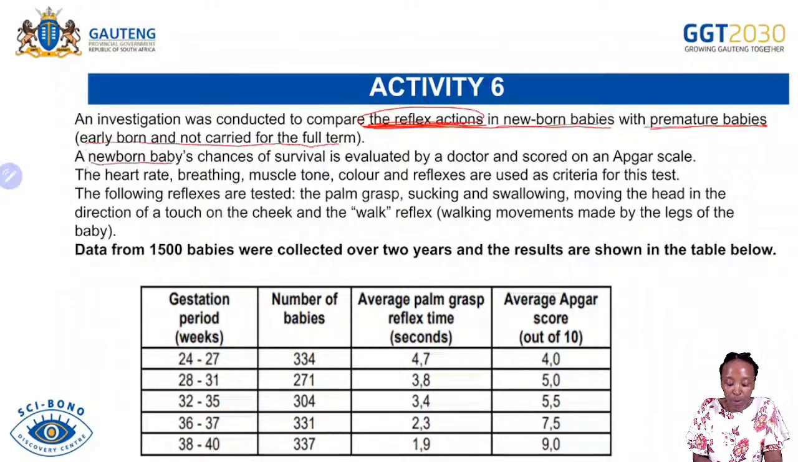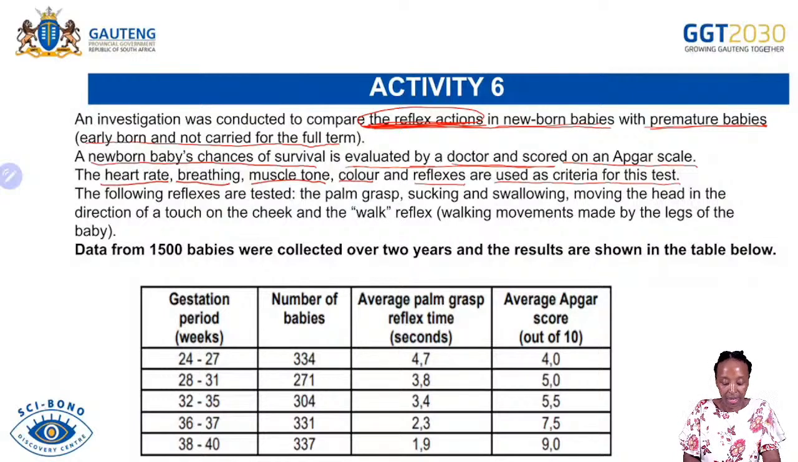So a newborn baby's chances of survival is evaluated. So they evaluated the chances of survival by a doctor, and the score that was found there was recorded on the APGAR scale. So what the doctors looked for, they looked for the heart rate, they monitored breathing, they checked the muscle tone, the color, reflexes. All of these were used as the criteria for this test. Then the following reflexes were tested: the palm grasp, sucking, swallowing, moving of the head in the direction of touch on cheek, and the walk reflex, walking movements made by the legs of the baby.